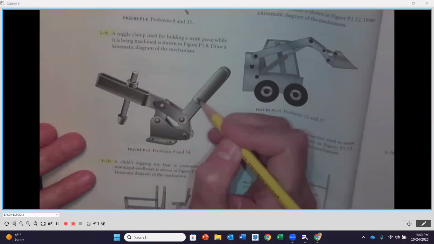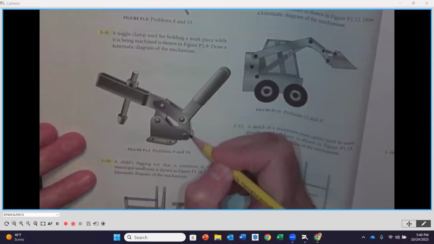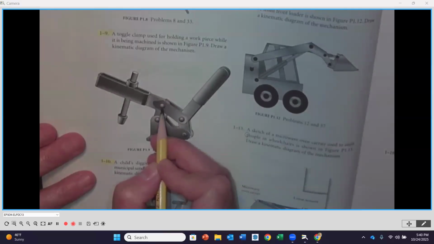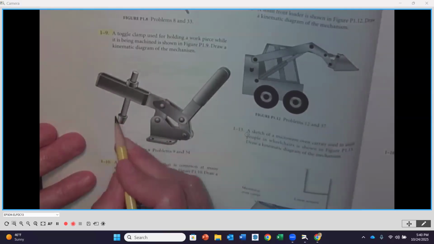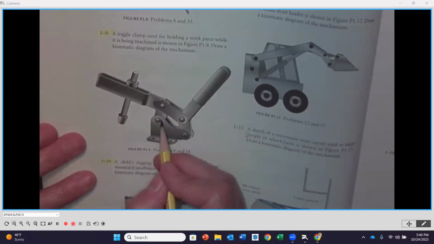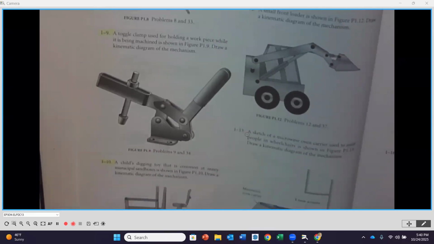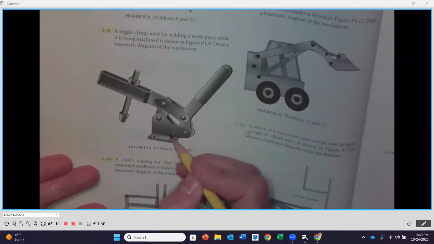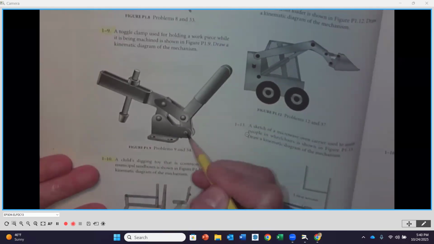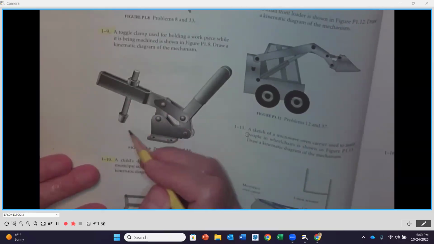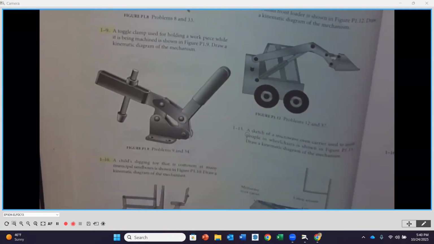So we've got a handle, okay, connected to the frame. Then we've got this, I'm going to call it the connecting link. And then we're going to have the clamping link. It's also going to be connected to the frame, okay? So 2 connections to the frame. And that means we're going to have 1 is our frame, 2 handle, 3 connecting link, and then 4 would be the clamp here. Okay, so we would have 4 links in our mechanism.